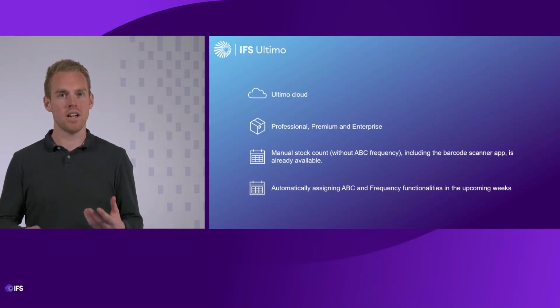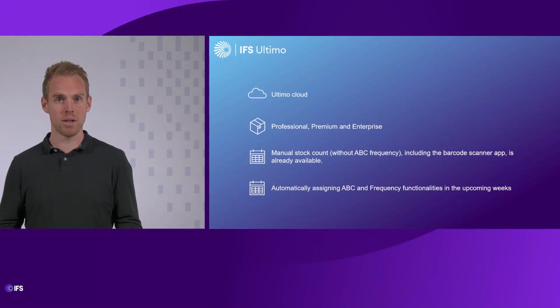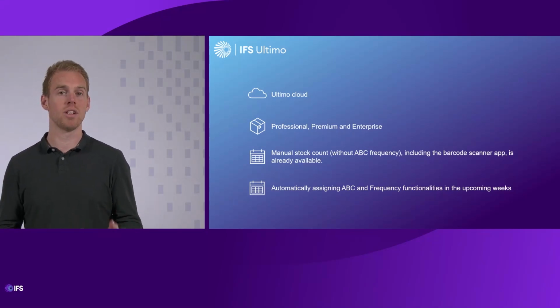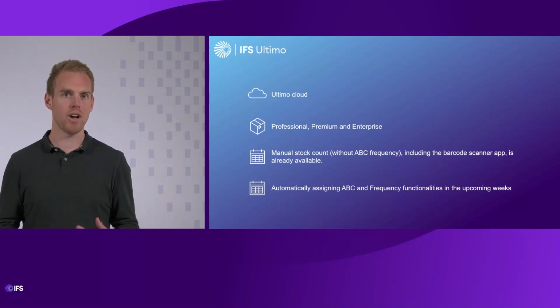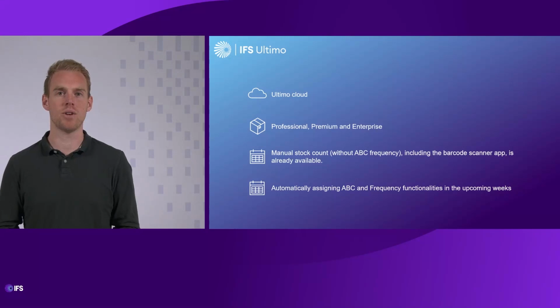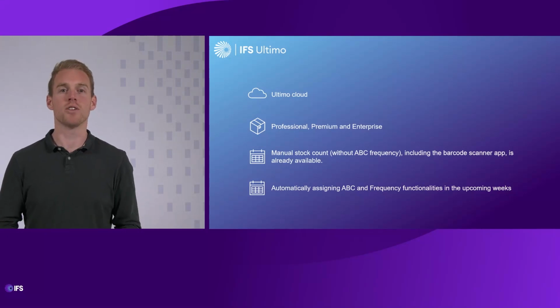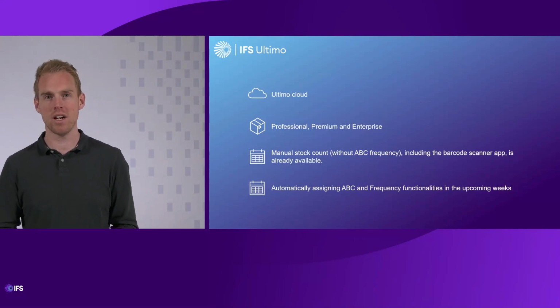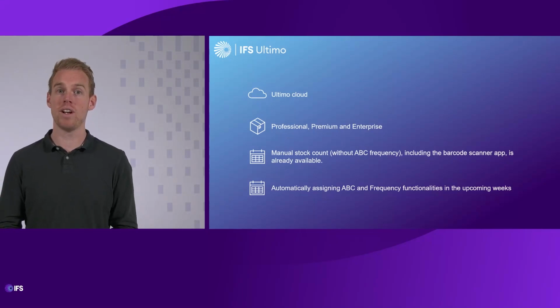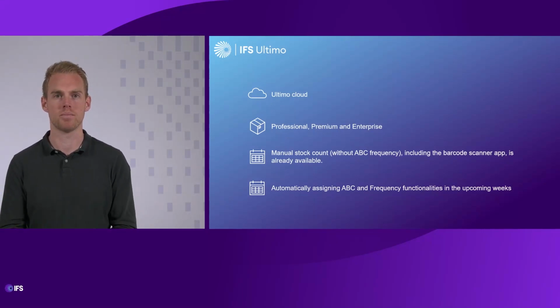So manual stock count is everything that I showed you in the live demonstration, but not with the ABC frequency. So if you now add some items to the stock count lines, every item will be added automatically. So the ABC frequency is not taken into account yet. That is something that we want to release in the upcoming weeks. And also the automatic assignment of ABC codes with the workflow event, that's something we want to release in the upcoming weeks.